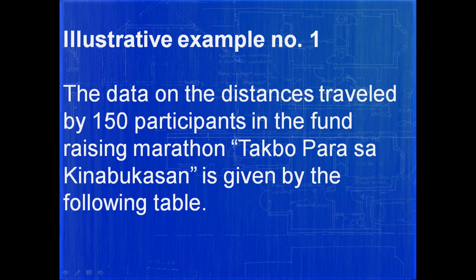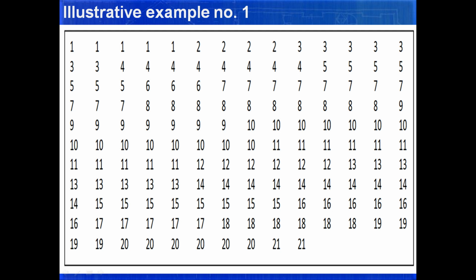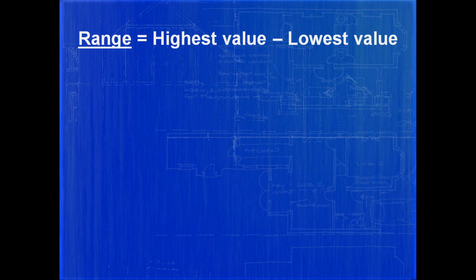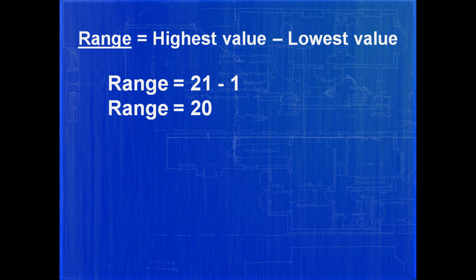Now let's have an illustrative example number 1. The data on the distances traveled by 150 participants in a fundraising marathon, takbo para sa kinabukasan, is given by the following data. Given this data, let us try to get its range to come up with the interval in tabulating the raw scores. The formula of a range is the highest value minus the lowest value. Since 21 is the highest value and 1 is the lowest value from the given data, our range is 20.